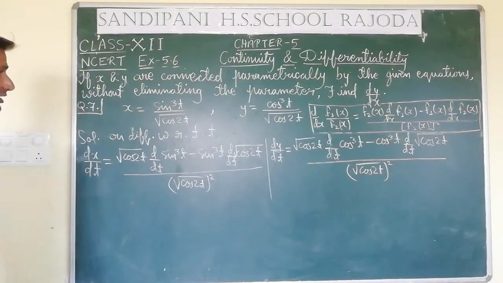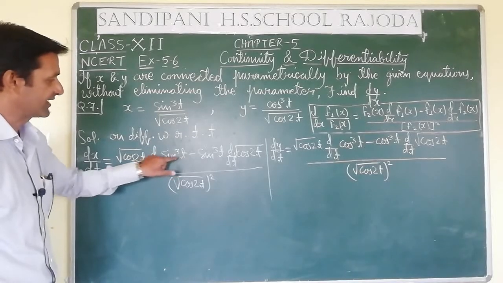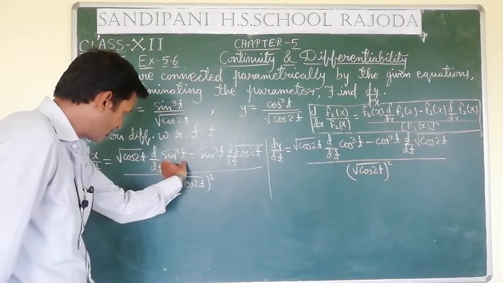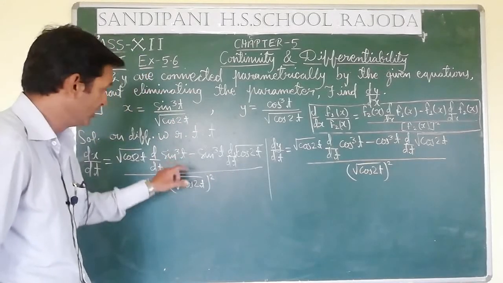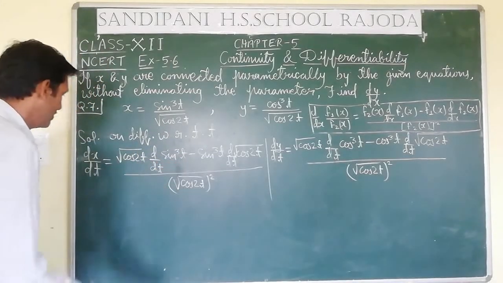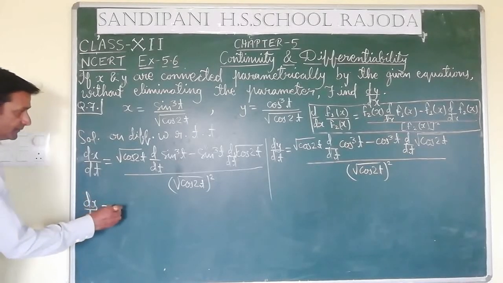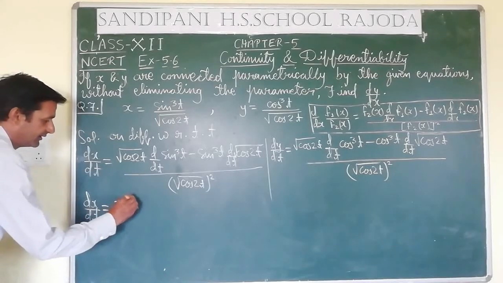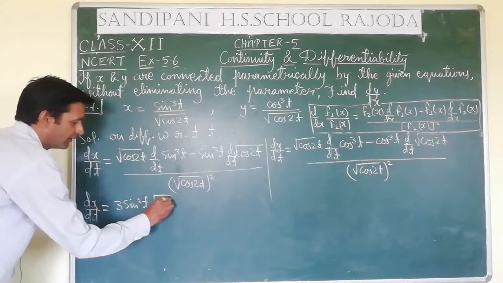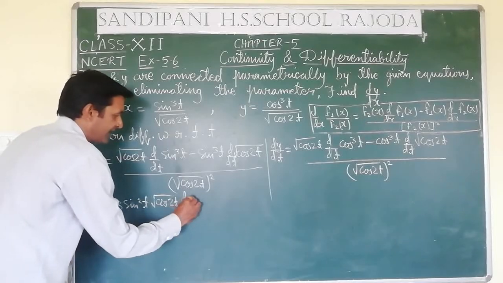Now we may differentiate. Let me tell you, if we consider sin t as any other function u, so differentiation of u cube is 3u square, so it will be 3 sin square t. In place of u, sin t is there, so we may write dx by dt is equal to 3 sin square t root cos 2t into d by dt of sin t.